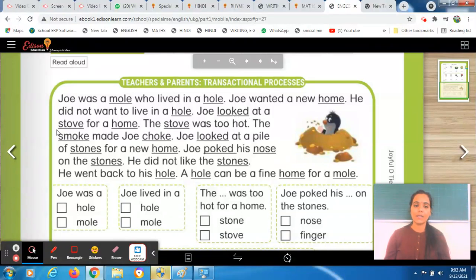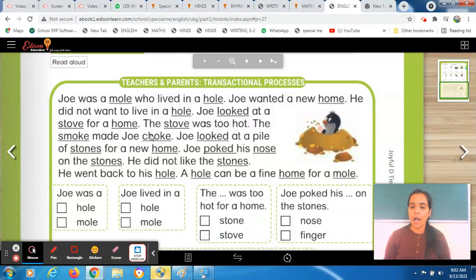Looked. Next is stove. Come on, the next. It's home. Here it's stove. Now come on, the next. It's smoke. Now come on, the next.